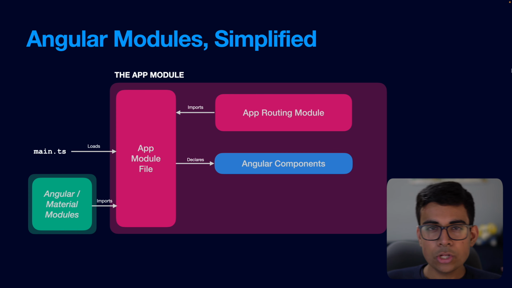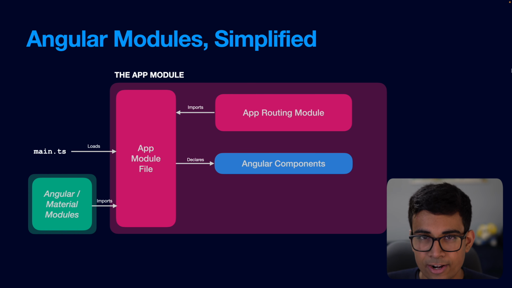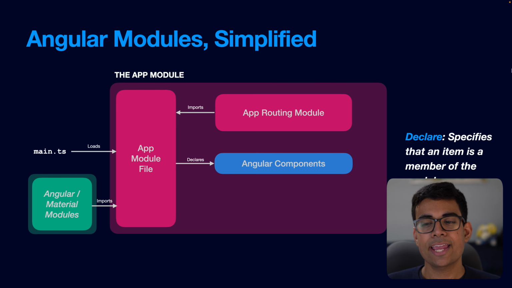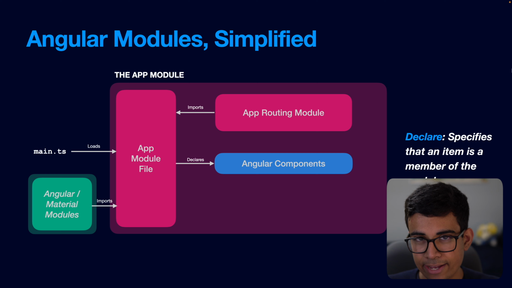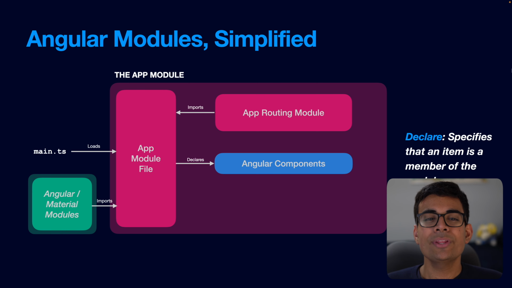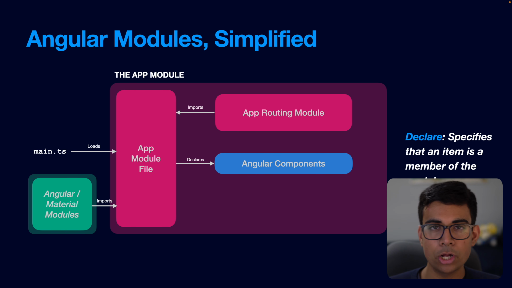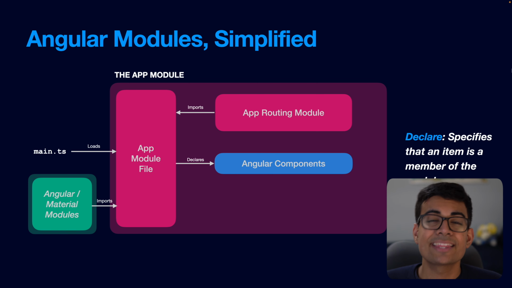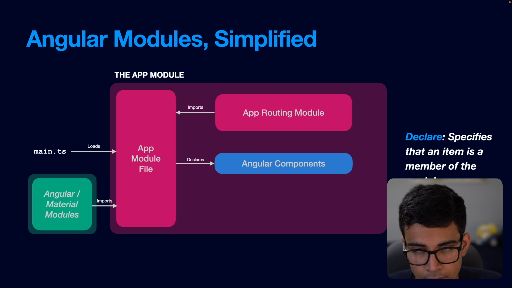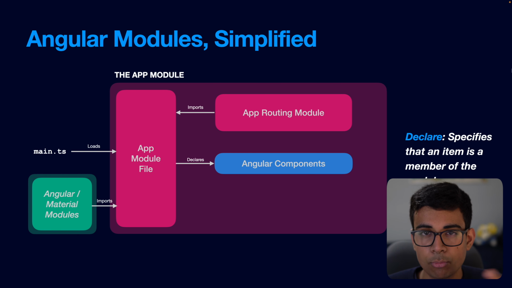Now, our module also does something called declaring items. What does declaring mean? Well, declaring is basically a fancy word for saying that something being declared is a member of that module. So for example, when I say that the app module declares a component, it basically means that that component is part of the actual module, okay? And so in our module, we declare components, right? That basically means that there are Angular components that are part of our app module. And we'll be looking at this in more detail in a bit.